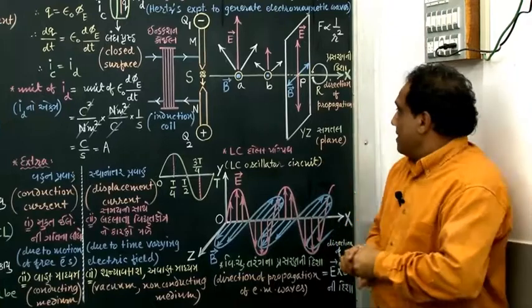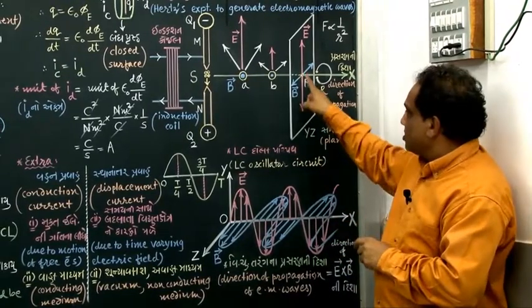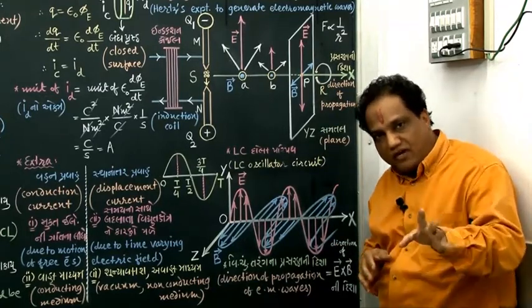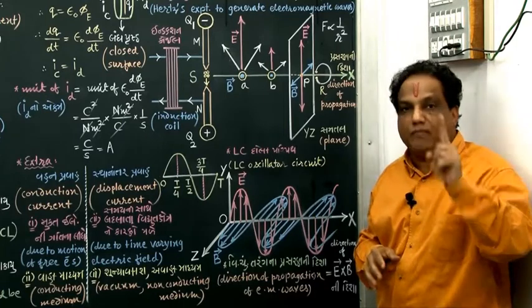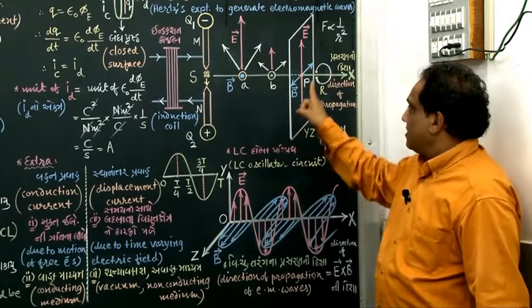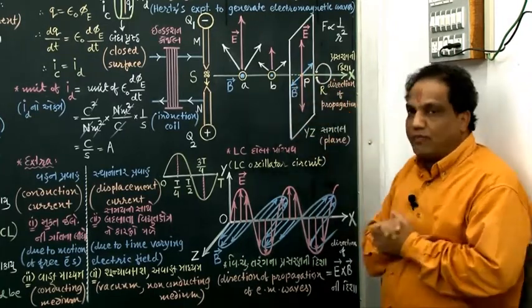Fine. As long as electromagnetic waves continue to pass through a given point, it so happens that the electric and magnetic fields oscillate in mutually perpendicular planes, and that too periodically. Okay? And with the direction of vector E cross vector B remaining in the direction of propagation of the wave.